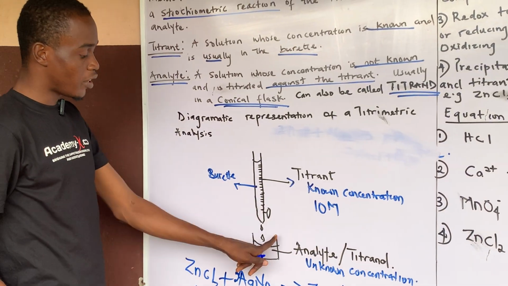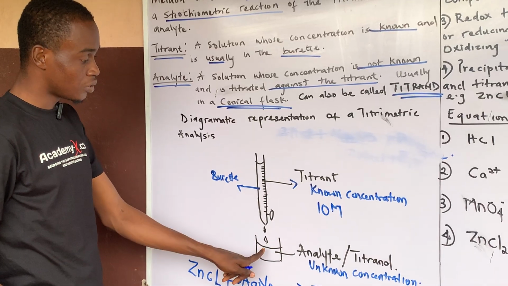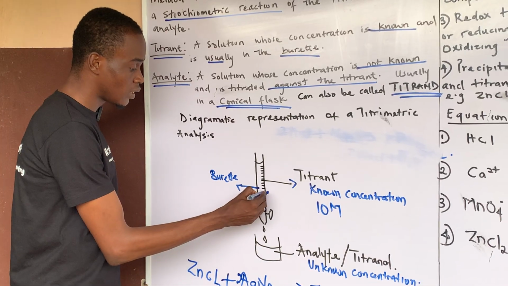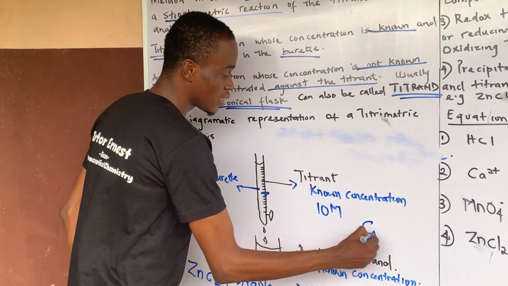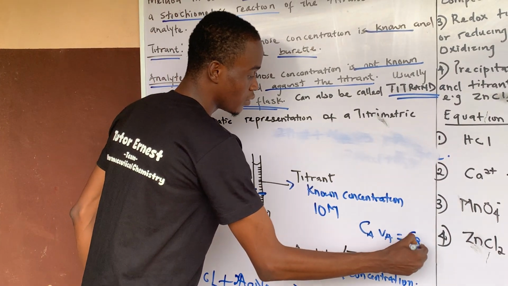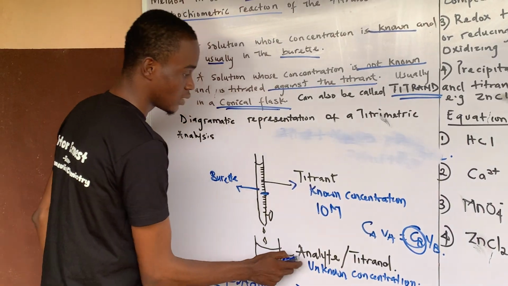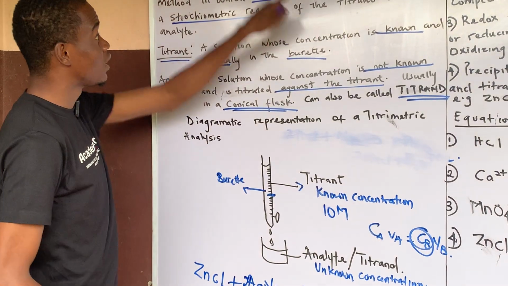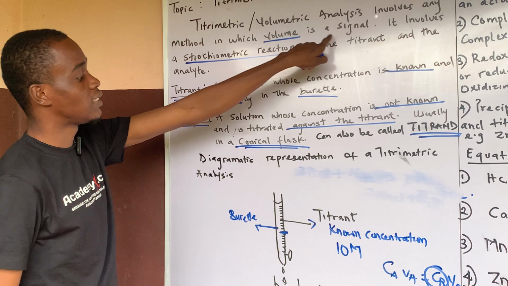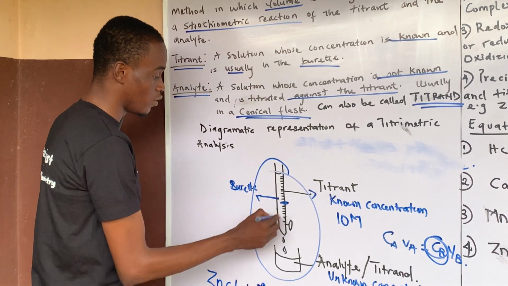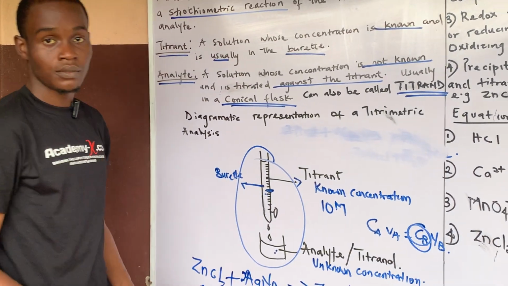After the titration, whatever volume we get here, we will use it with this formula, CAVA equals CBVB, to get the concentration of the analyte. That is why they said titrimetric is a what? Volume is used as the signal because everything we are doing involves volume and volume.